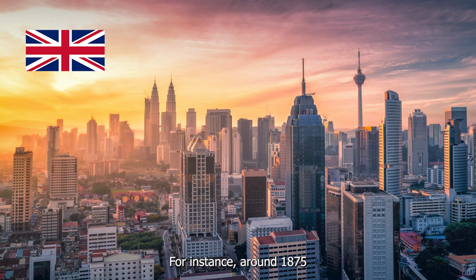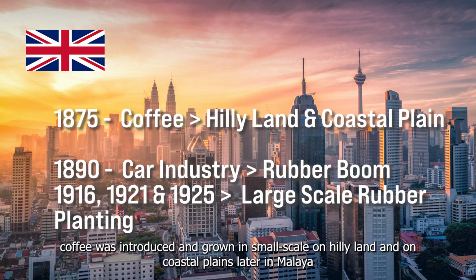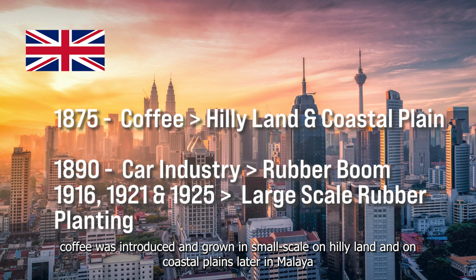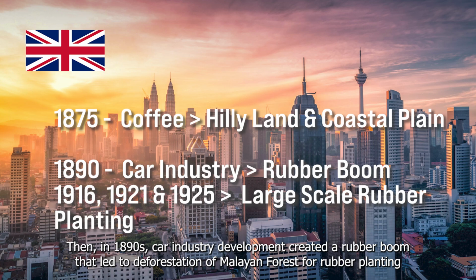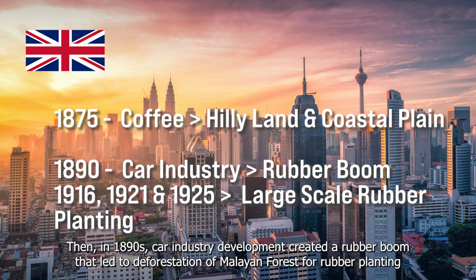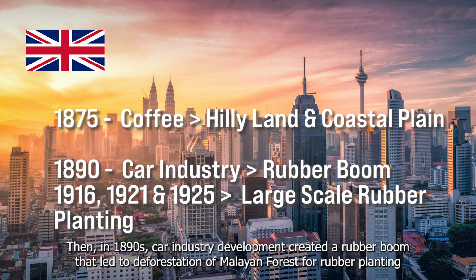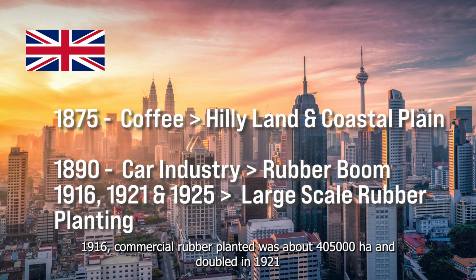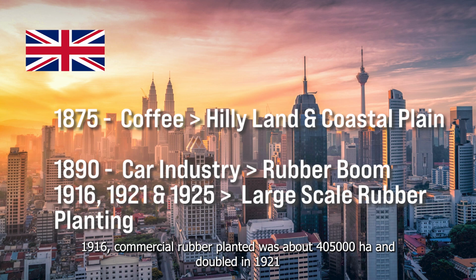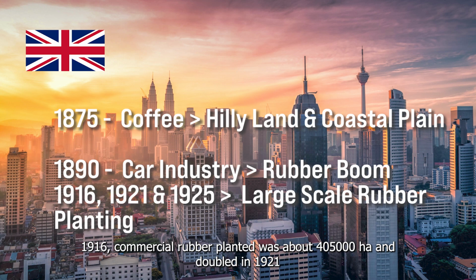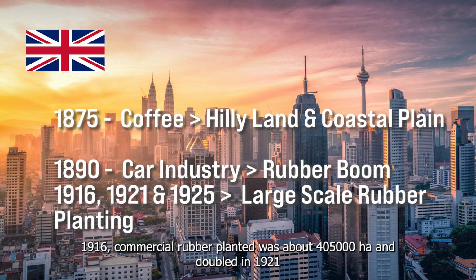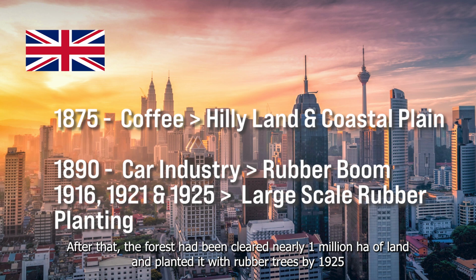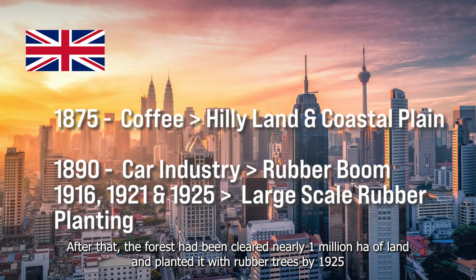For instance, around 1875, coffee was introduced and grown on a small scale on hilly land and later on coastal plains in Malaya. Then, in the 1890s, car industry development created a rubber boom that led to deforestation of Malayan forests for rubber planting. In 1916, commercial rubber planted was about 400,000 hectares and doubled in 1921. After that, nearly 1 million hectares of forest had been cleared and planted with rubber trees by 1925.